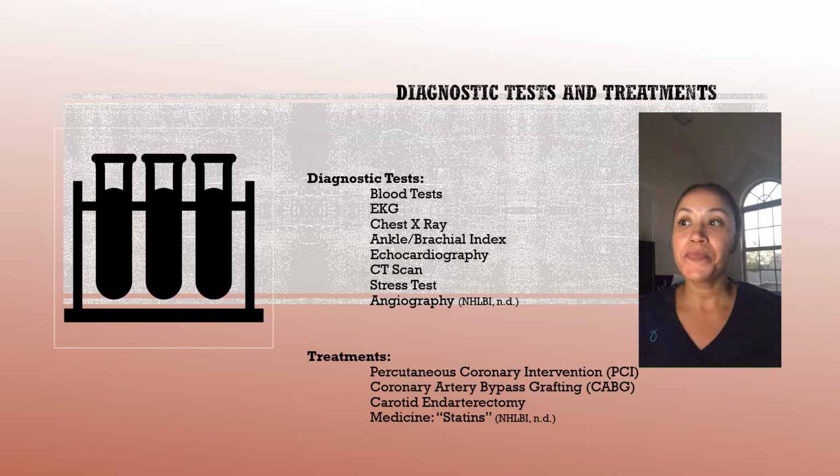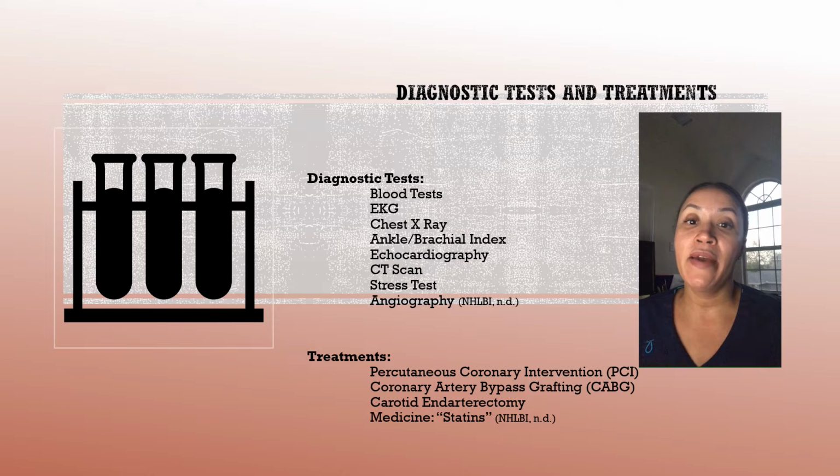Diagnostic tests and treatment. Diagnostic tests include blood tests, EKG, chest x-ray, and ankle brachial index. They can take the blood pressure in the ankle and also in the brachial artery to see the blood flow. Echocardiogram, or echocardiograph, shows a picture of the heart; basically, it shows movement of the heart with sound waves. CT scan, you can see narrowing of arteries within the brain and the heart. The stress test gives an increased demand of oxygen on the heart, which will allow you to know whether or not there's possible narrowing if that oxygen demand is not met.